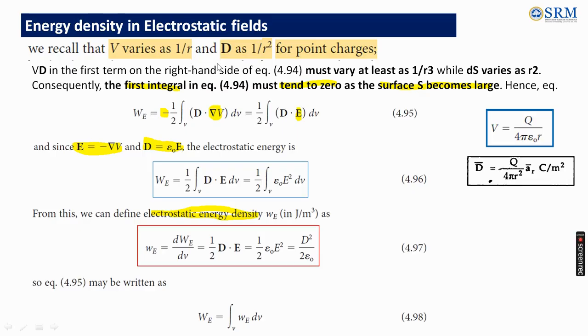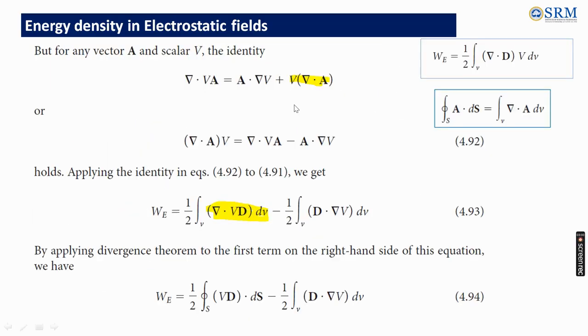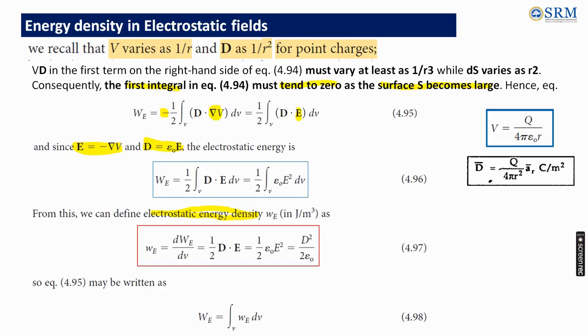Now what you're going to do is, we already know the relation: V is inversely proportional to r. Here D is inversely proportional to r square for the point charge distribution. So VD is the first term right here, and if I multiply both, 1 by r cube will be coming. And so this first integral, that is in the previous equation, turns out to be 0. And I'm left with minus 1 by 2 integral over V of D dot del V into dV.